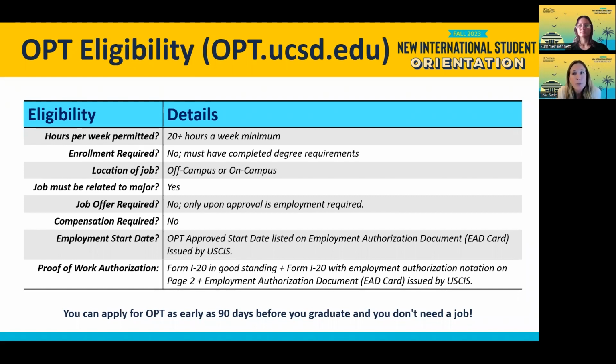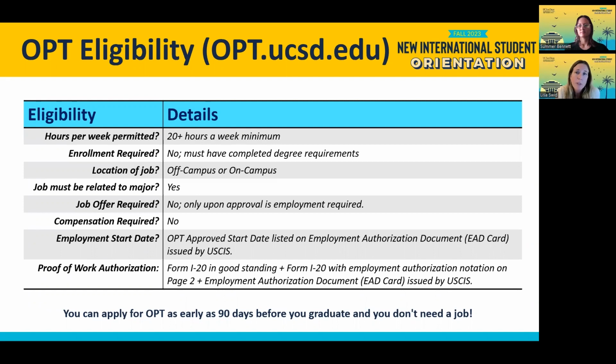And then the recommendation will be on the second page of your Form I-20, and you will use the OPT I-20 as part of the application that you submit to USCIS. Once USCIS approves your application, they will mail your form of work authorization, which is known as the Employment Authorization Document, or the EAD card.